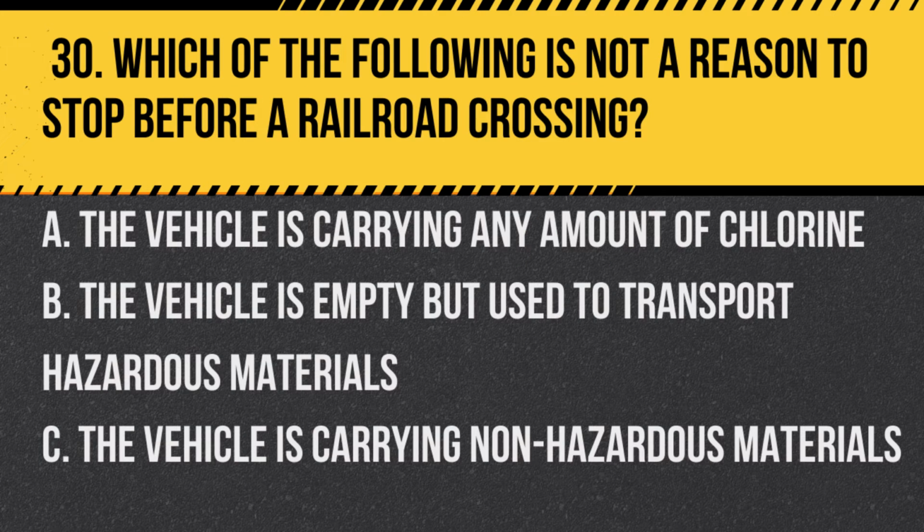Question 30. Which of the following is not a reason to stop before a railroad crossing? A. The vehicle is carrying any amount of chlorine. B. The vehicle is empty but used to transport hazardous materials. C. The vehicle is carrying non-hazardous materials. Answer: C. The vehicle is carrying non-hazardous materials. Only vehicles transporting hazardous materials or certain specific materials are required to stop.